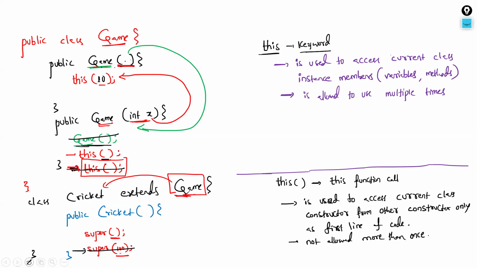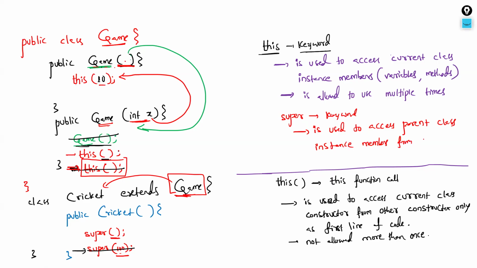So then what is the super keyword? Super keyword is used to access parent class instance members from the child class. How many times can we use this keyword? This keyword is allowed to be used multiple times.